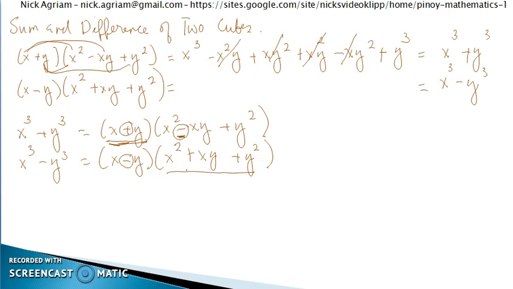The same is true with the difference of two cubes. The only difference is that all of the terms in the trinomial are always positive.